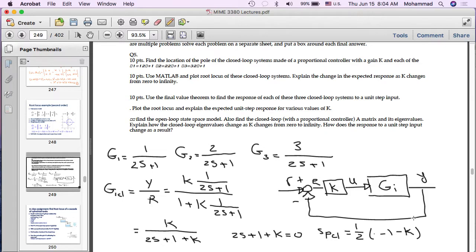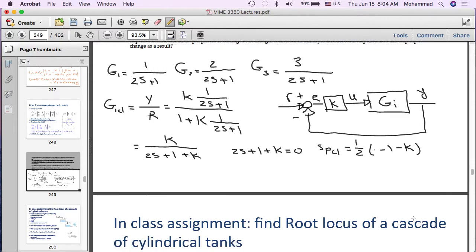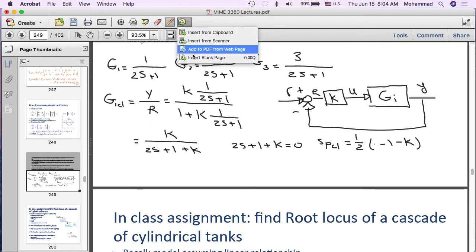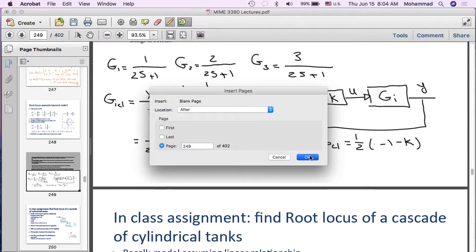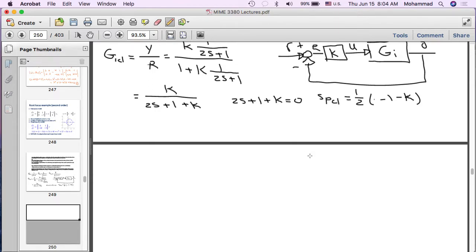Okay, and the next step is to use MATLAB, and of course you can plot this. Let me show you. You can find where this pole is located by putting it on the complex plane. If this is your imaginary axis and this is the real axis, the question is, where is this pole located?